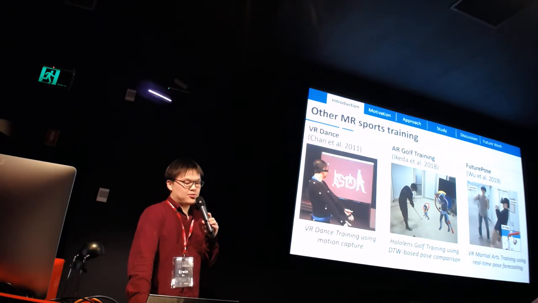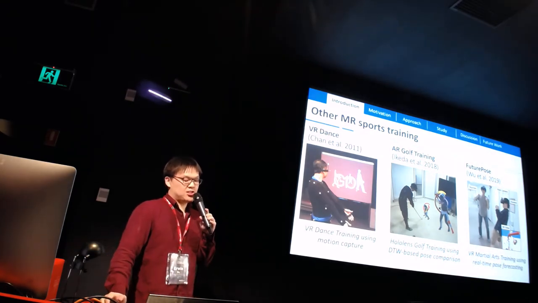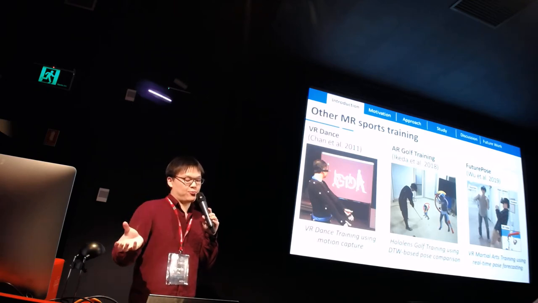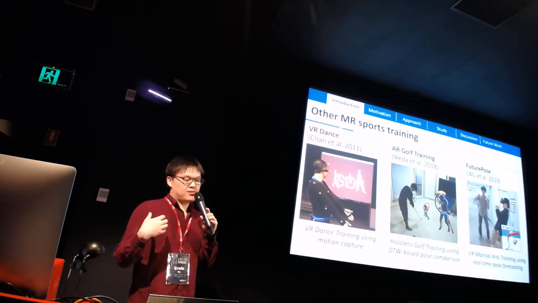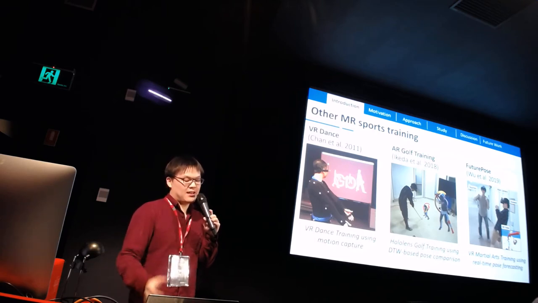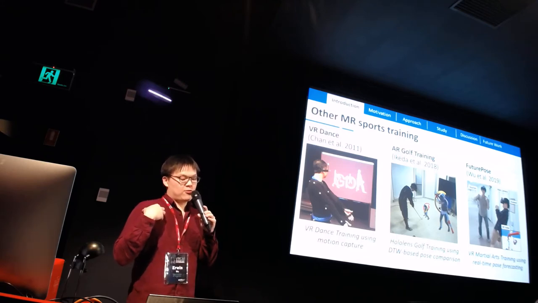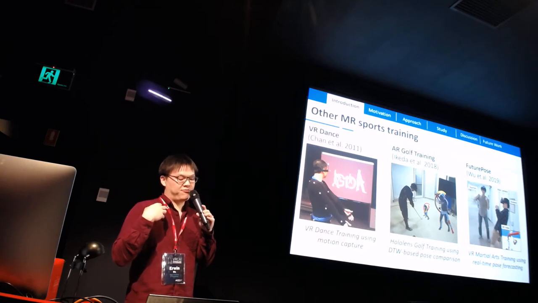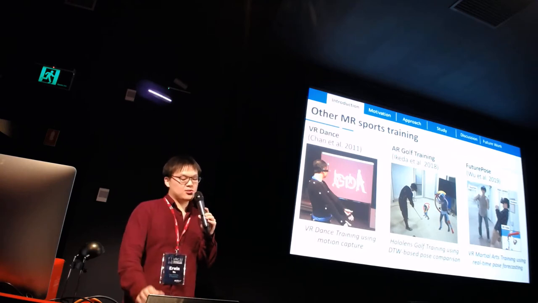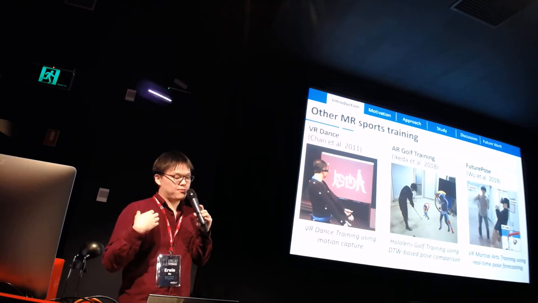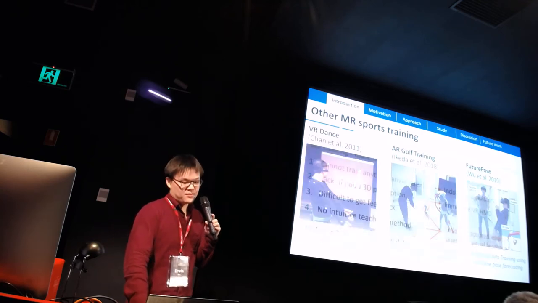So there are a lot of use cases for mixed reality sports training. Chan et al. introduced VR dance training by showing the captured motion of the user on the wall to compare with the teacher, while Ikeda et al. proposed a golf training system using Microsoft HoloLens to overlay the teacher's body on the user. And FuturePose, one of our former works, visualized the predicted future pose to help martial arts training in VR. All these works show that it is helpful to have a reference to mimic when learning sports.